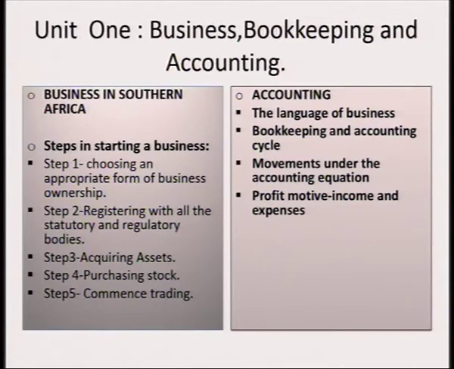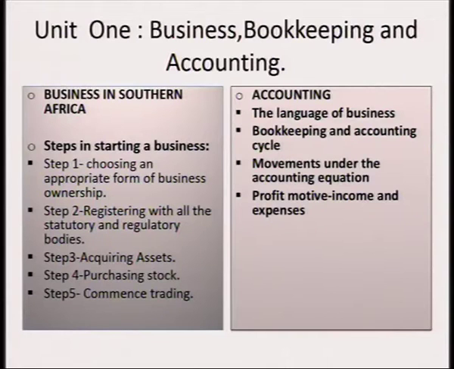Step number 4, you have to purchase stock, which is inventory. And inventory is the one that keeps the business running on a daily basis. So for you to be able to run and make profit, you have to buy stock. And then number 5, you have to start trading, trading with the stock that you bought.